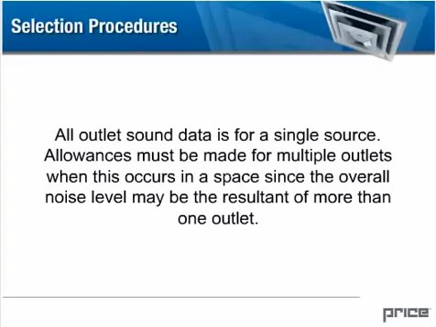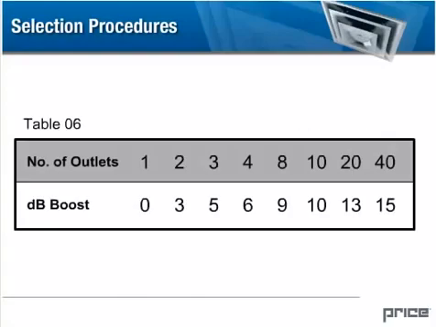All outlet sound data is for a single source. Allowances must be made for multiple outlets when this occurs in a space, since the overall noise level may be the resultant of more than one outlet. This table illustrates the additive effect of multiple outlets of equal sound.